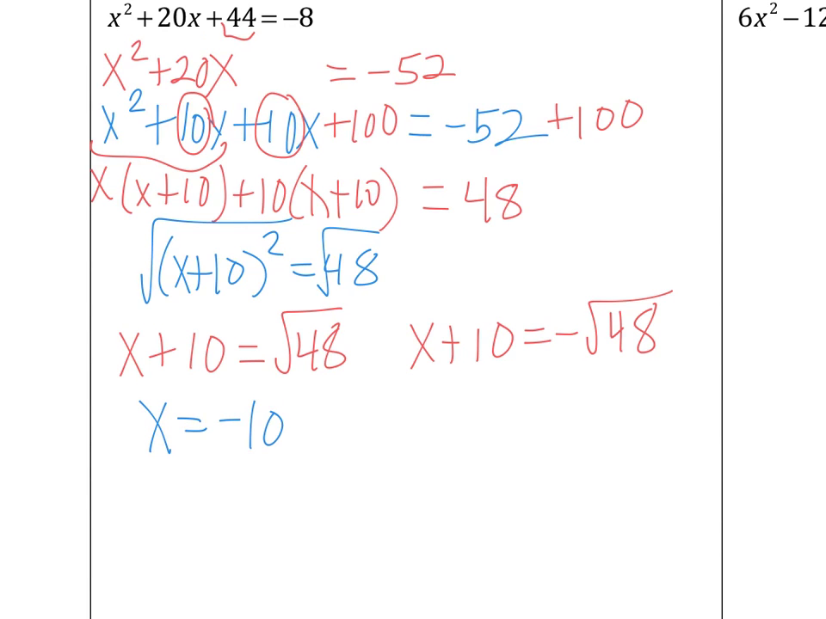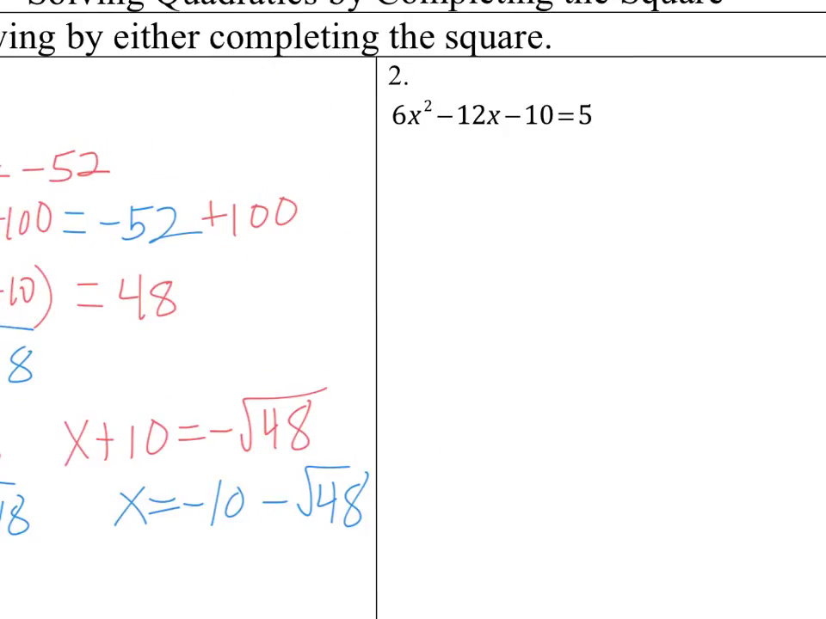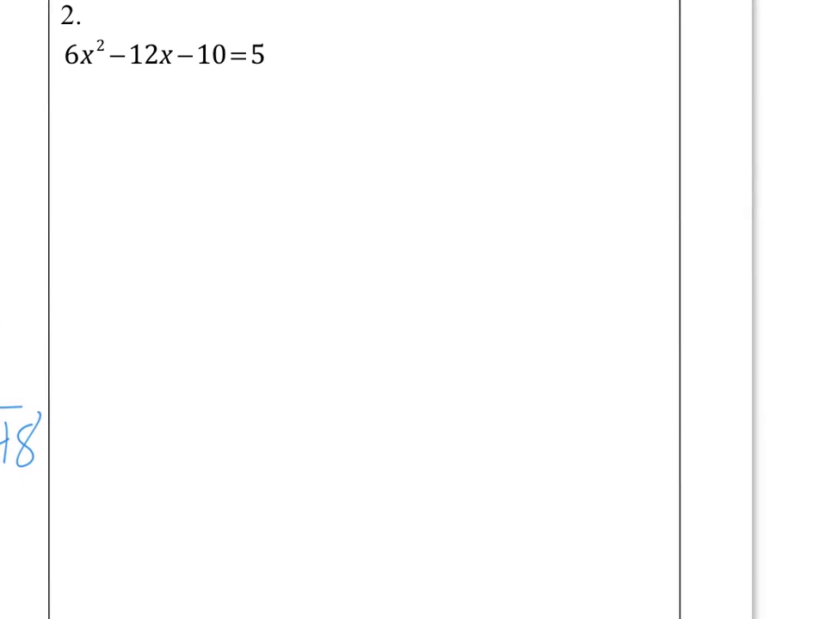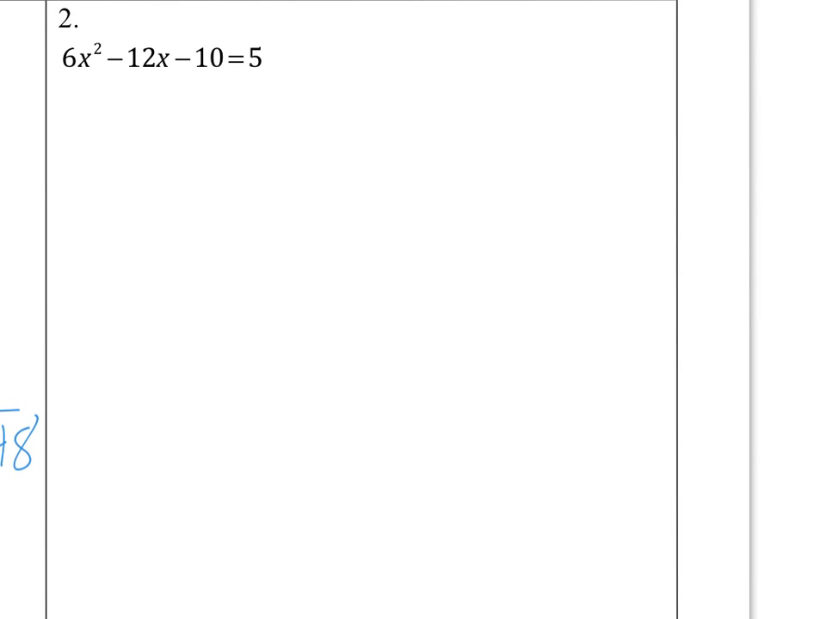To finish this off, let's subtract 10 from each side, and I've got x is equal to negative 10 plus the square root of 48, and x is equal to negative 10 minus the square root of 48.